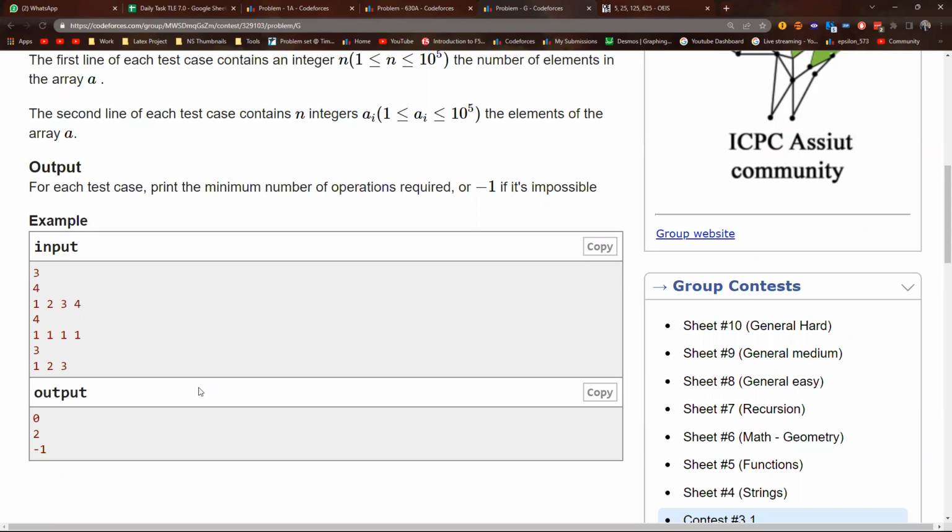5 to the power 2 mod 10 should not give 4. There is something wrong with your implementation if you are getting that.